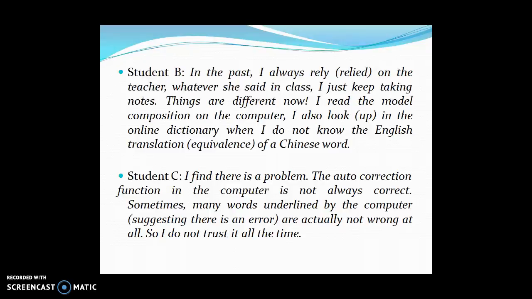Well, student C: I find there is a problem. The autocorrection function in the computer is not always correct. Sometimes many words underlined by the computer suggesting there is an error are actually not wrong at all. So I do not trust it all the time. I do agree with student C somehow because the autocorrecting mode in my computer is not trustworthy to me. But, you know, it's not perfect. Computers are not perfect. And neither are humans. So it's okay, I guess, not to trust.